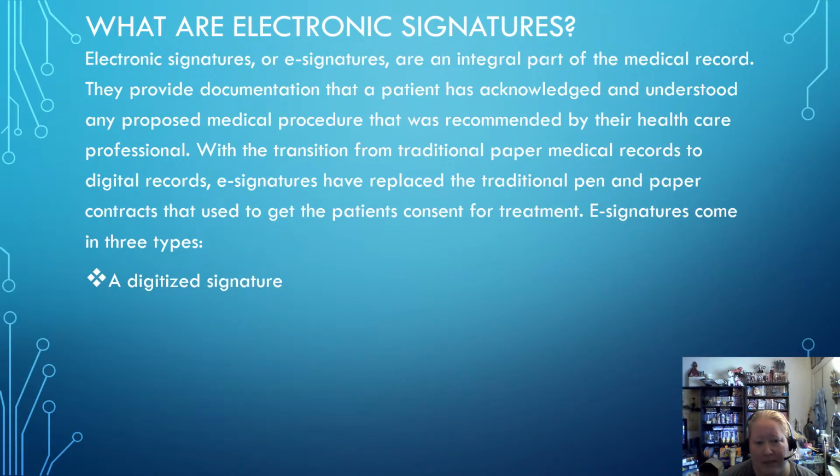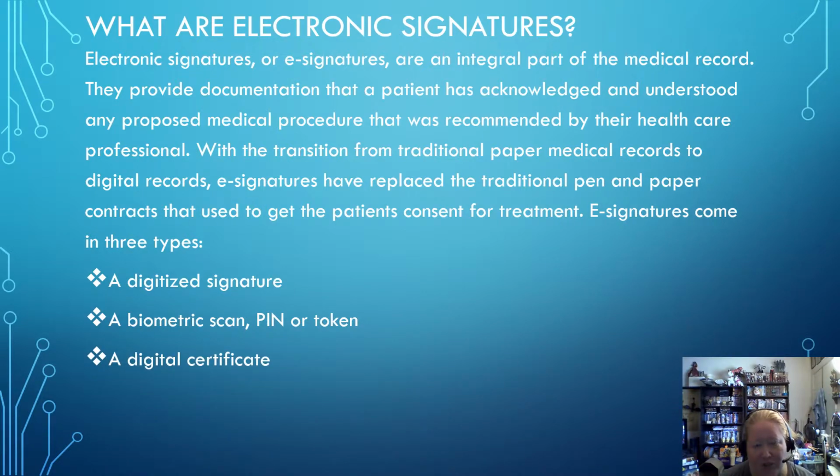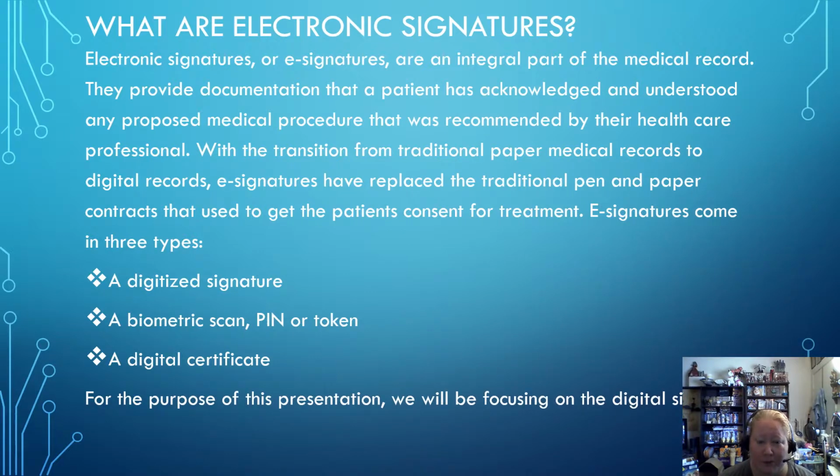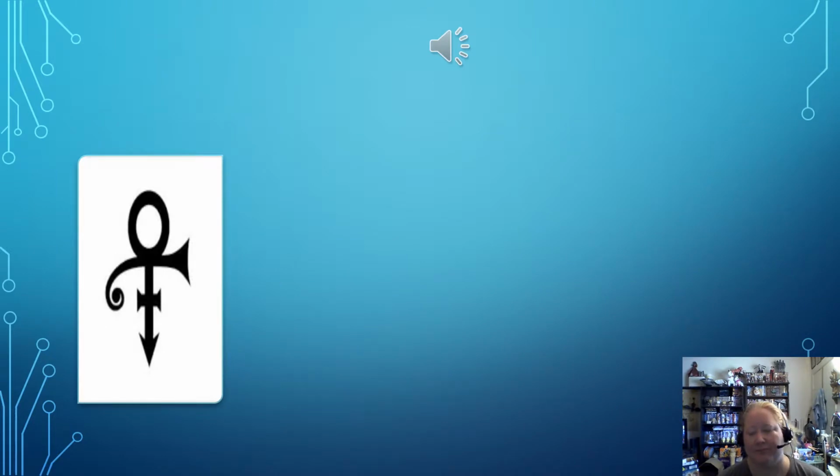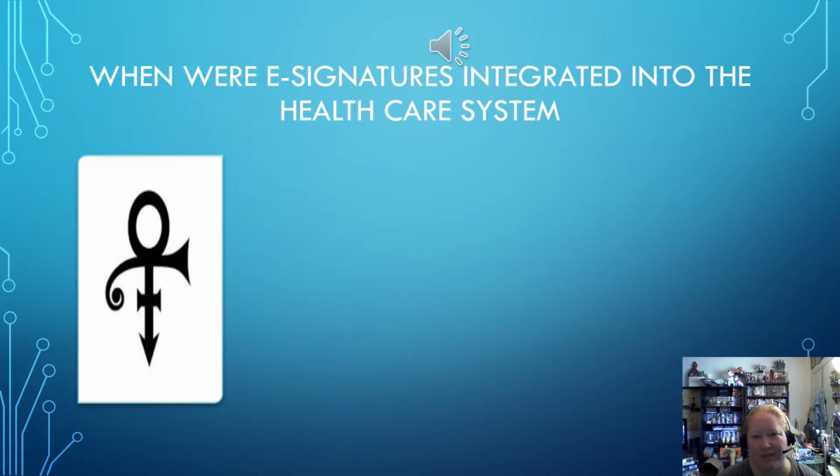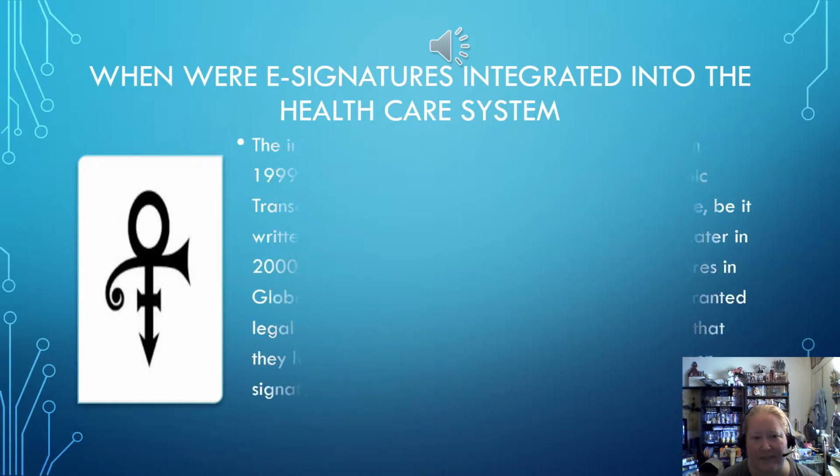E-signatures come in 3 types: a digitized signature, a biometric scan, PIN or token, and a digital certificate. For the purpose of this presentation, we will be focusing on the digital signature. And with that, we should be getting to when were e-signatures integrated into the healthcare system.